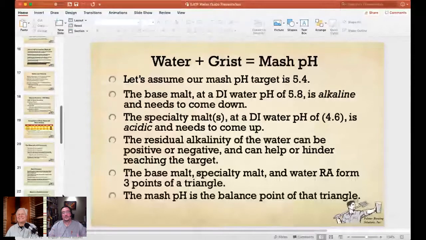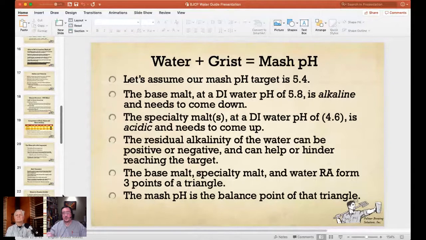Water plus grist equals your mash pH. Let's assume that our target mash pH is 5.4. Our base malt has a distilled water mash pH of 5.8. It is alkaline with regards to our pH target of 5.4. And so all of that base malt needs to come down to our target mash pH of 5.4.